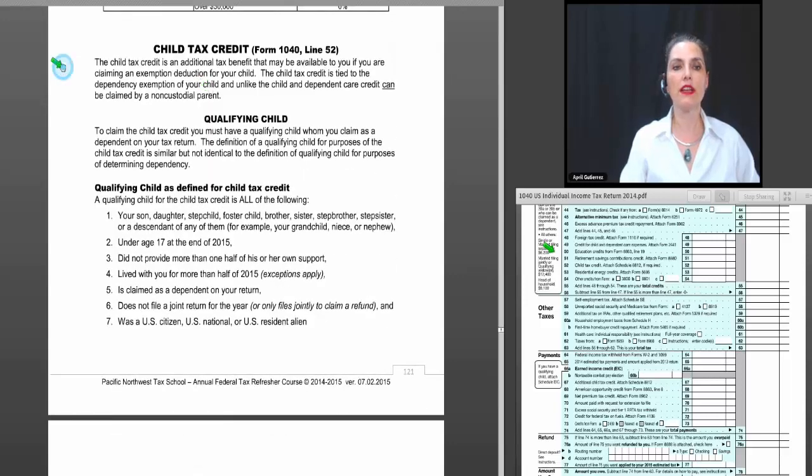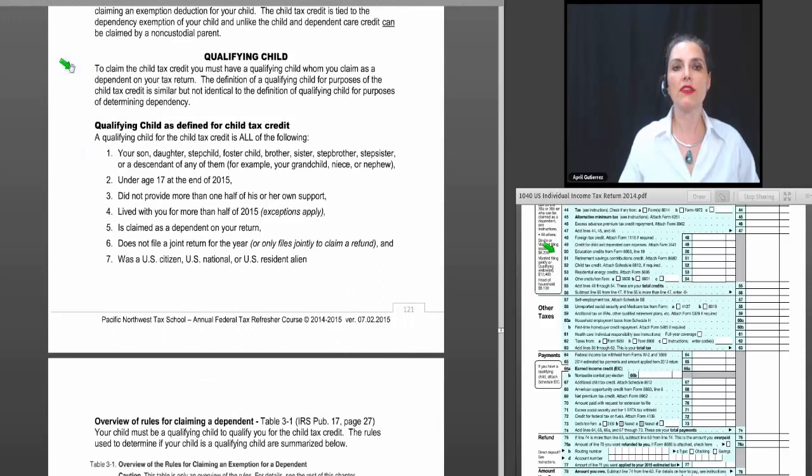Child tax credit. The child tax credit is an additional benefit that may be available to you if you are claiming an exemption deduction for your child. The child tax credit is tied to the dependency exemption for your child, and unlike the child and dependent care credit, can be claimed by a non-custodial parent.